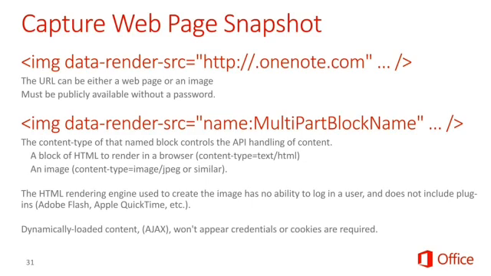The second method is useful when a web page is more complex than the OneNote page can render, or when a page requires login credentials. It's important to note that the HTML in the non-presentation block cannot use the data-render-src attribute. So the content type is going to be a named block control that's going to handle the API of the content.